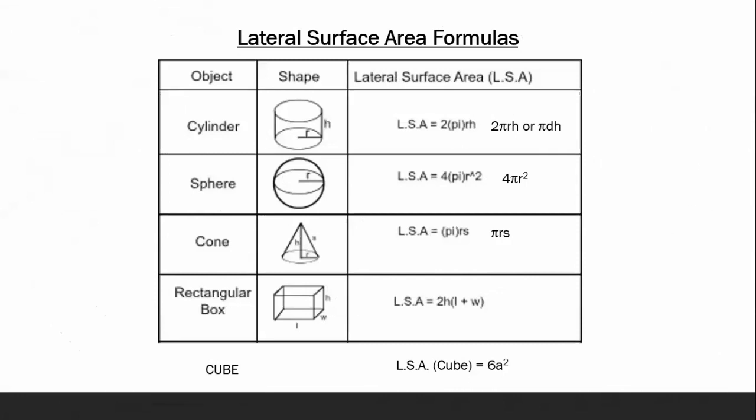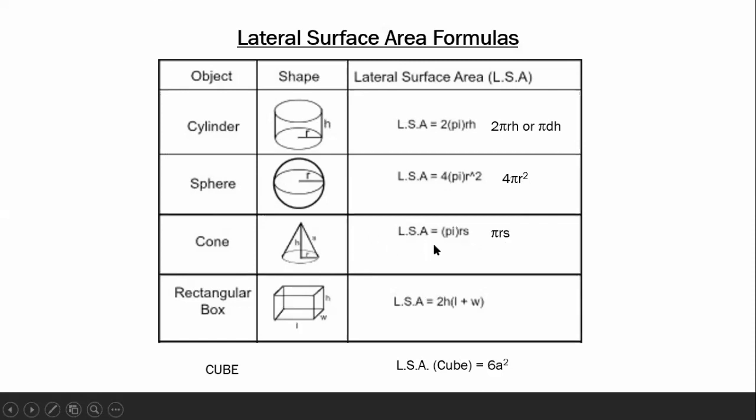So I have here the lateral surface area formulas of the 6 objects presented on the screen. Cylinder: the lateral surface area of a cylinder is 2 pi rh, or that is equal to pi dh. Either of the two will come up with the same answer. For the sphere, the lateral surface area is 4 pi r squared. For the cone, pi r s. The s here is the slant height.